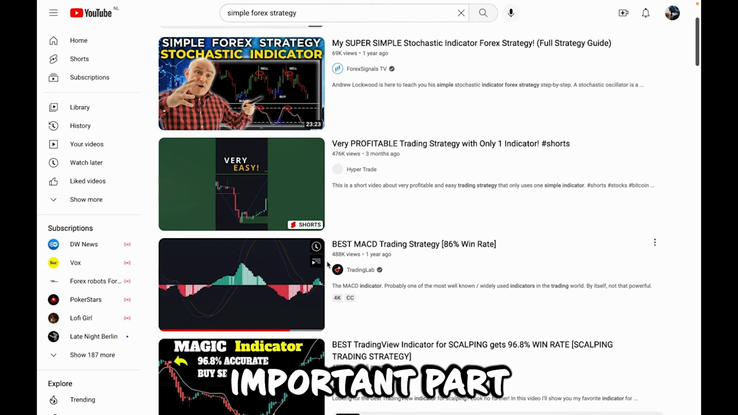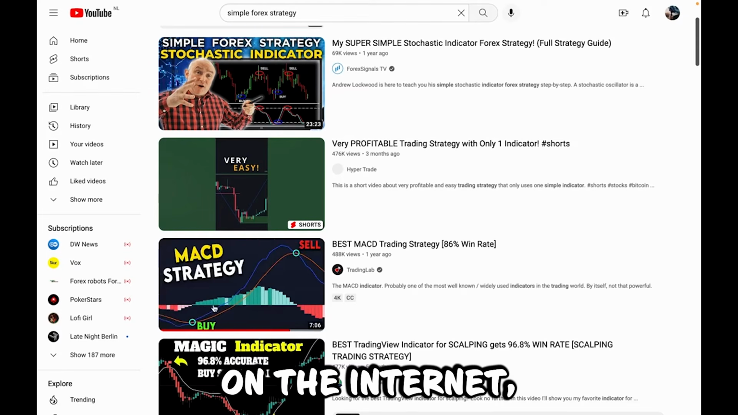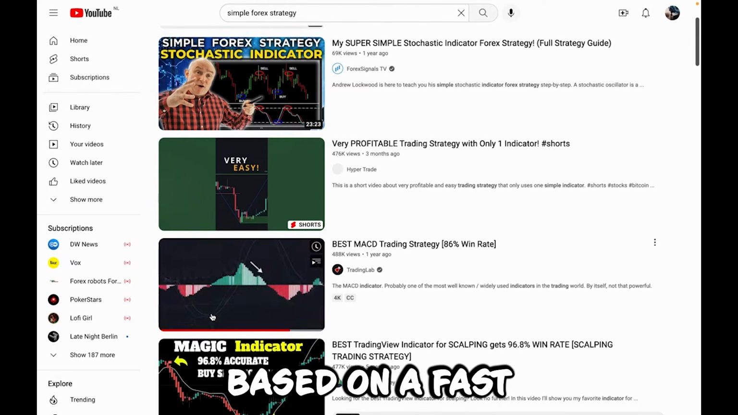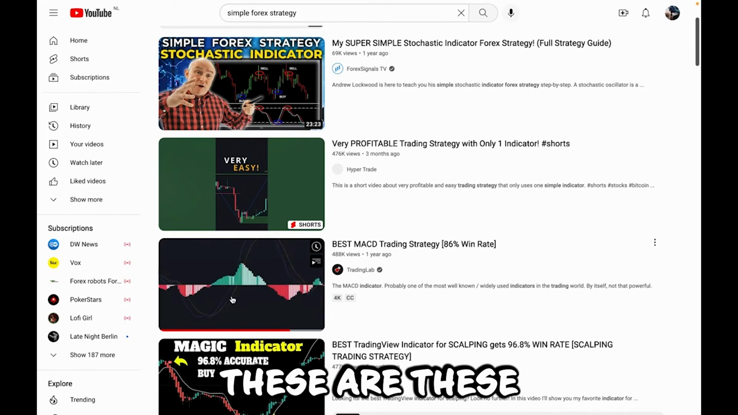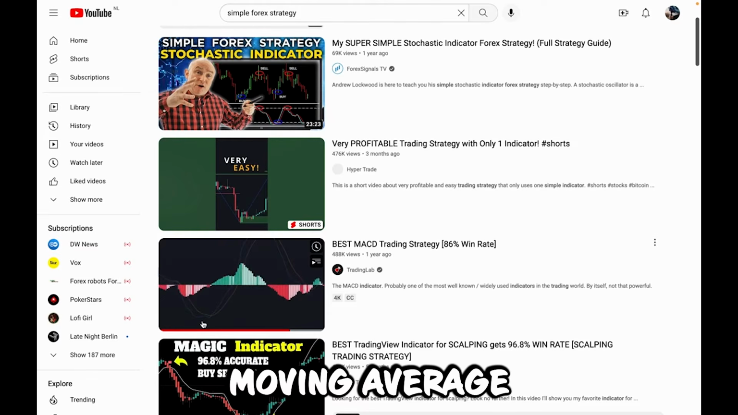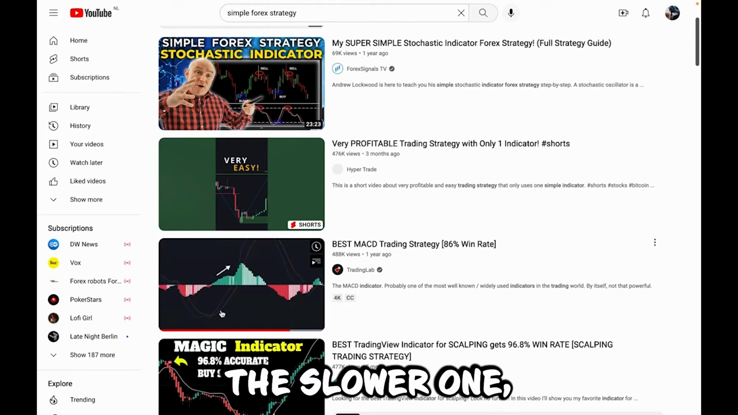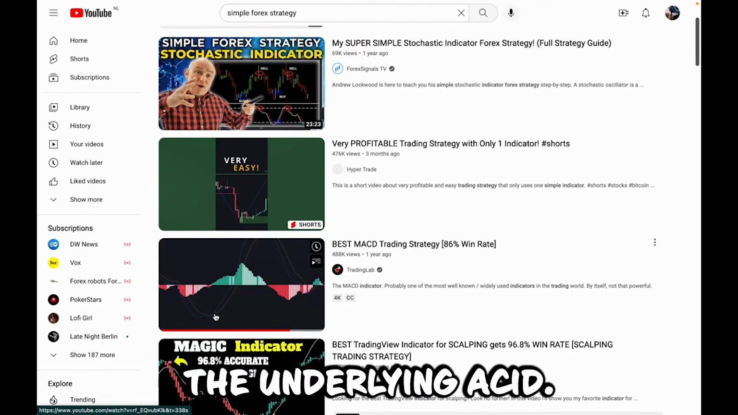Maybe the most important part about the MACD, really in a nutshell, it's not perfectly explained, but you can check it out yourself on the internet. It is more or less based on a fast and slow moving average, which you can see here. These are these two lines, and as soon as the fast moving average of the MACD is crossing the slower one, it is a signal for whatever. So it is at least a signal to buy or sell the underlying asset.